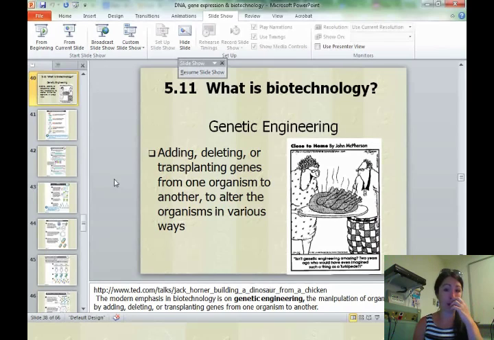And so they've done that with our corn, they've done that with our soybeans, they've done that with our cotton. It's really quite amazing. And if we have time at the end, I will show you the TED Talk on how to build a dinosaur from a chicken using genetic engineering. It's really quite interesting.